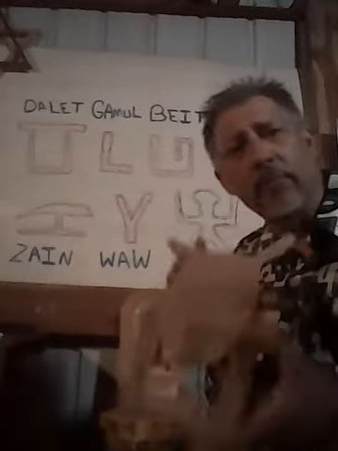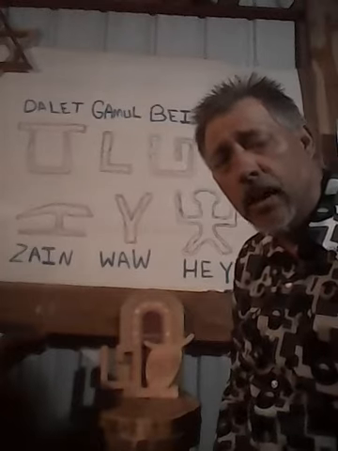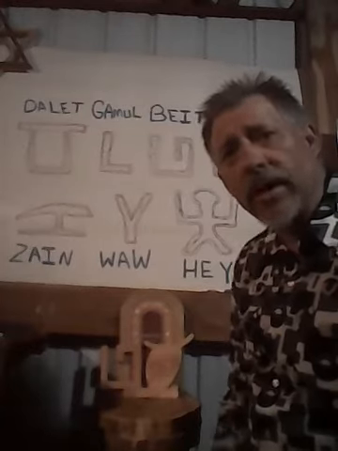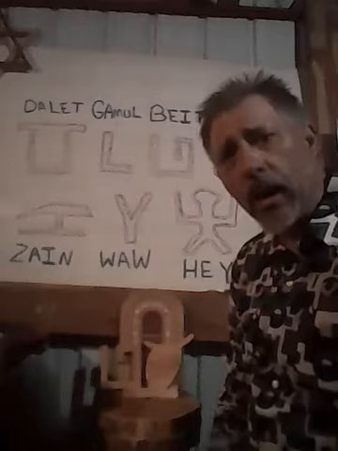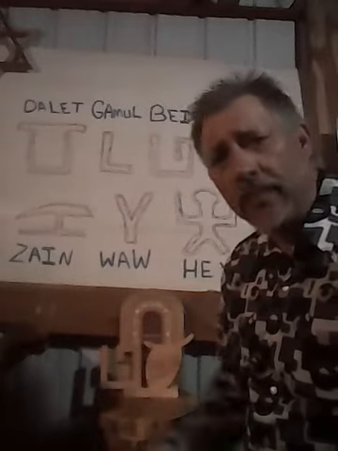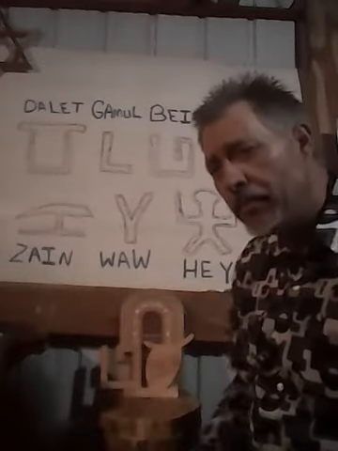Aluphbeit is the actual word that we got in English, our word alphabet. It derived and came from the Hebraic Hebrew. Aluphbeit, alphabet. Pretty neat, huh?